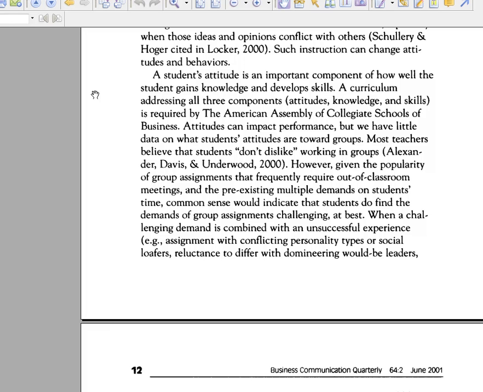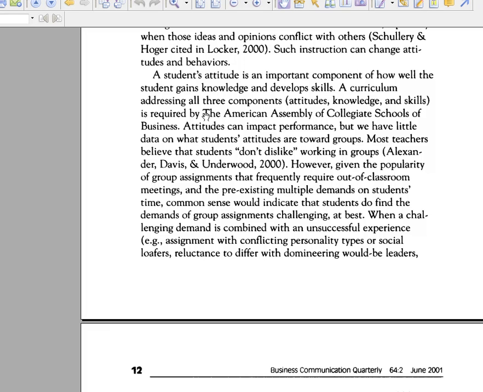So let's take a look at that sentence. "A student's attitude is an important component of how well the student gains knowledge and develops skills." The clear focus is that we will focus on the student first, related to his attitude, and then how that student gains knowledge and skills. In other words, we're going to link attitude and say that the attitude of the student is important to see how that student is going to acquire new knowledge and how he or she is going to develop skills. Let's now read the rest of the paragraph and see how the first sentence relates.